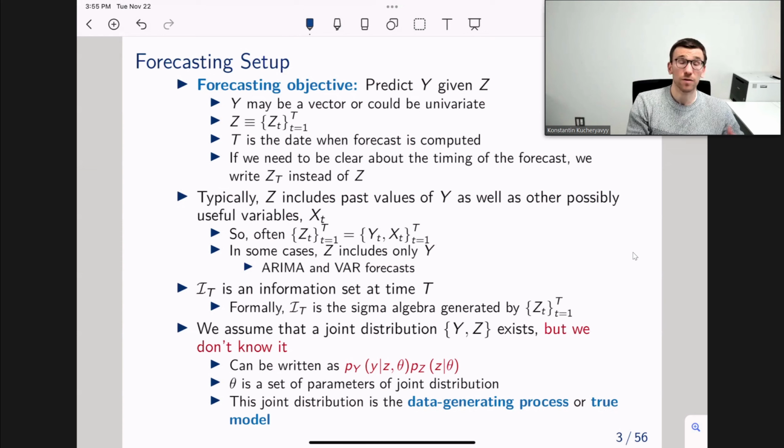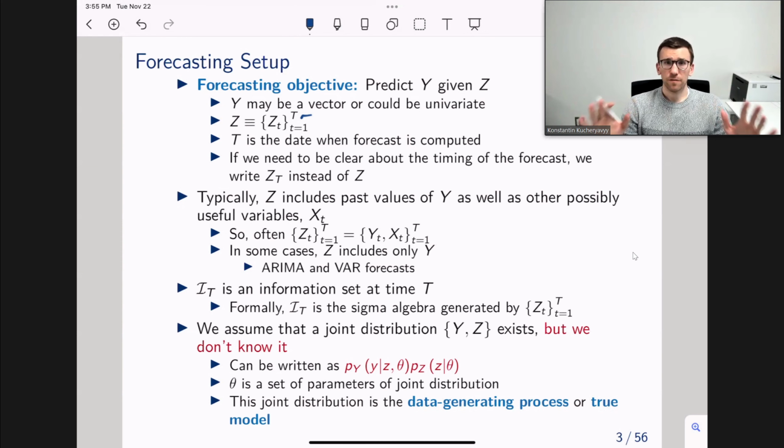Z is some data, which we denote as all data in our sample. You can think about this T as a cross-sectional collection of data points, or as a sequential collection of data points. So T can be interpreted as the number of observations in cross-section, or as the time in a sequence of observations when we are making a forecast.